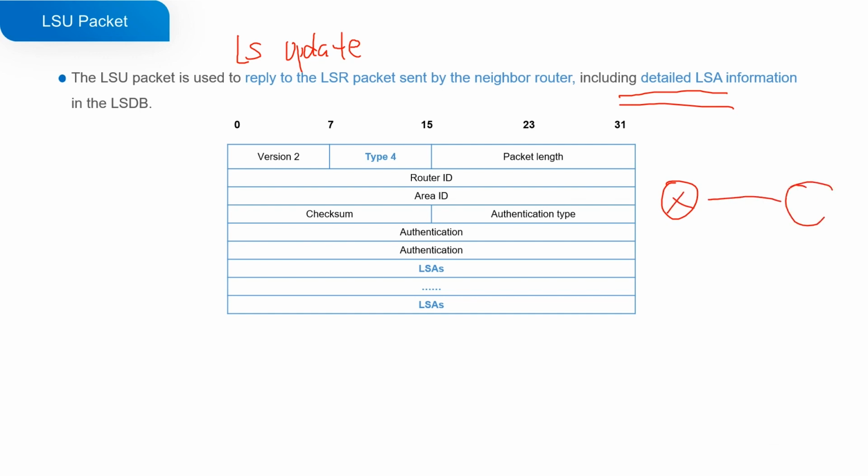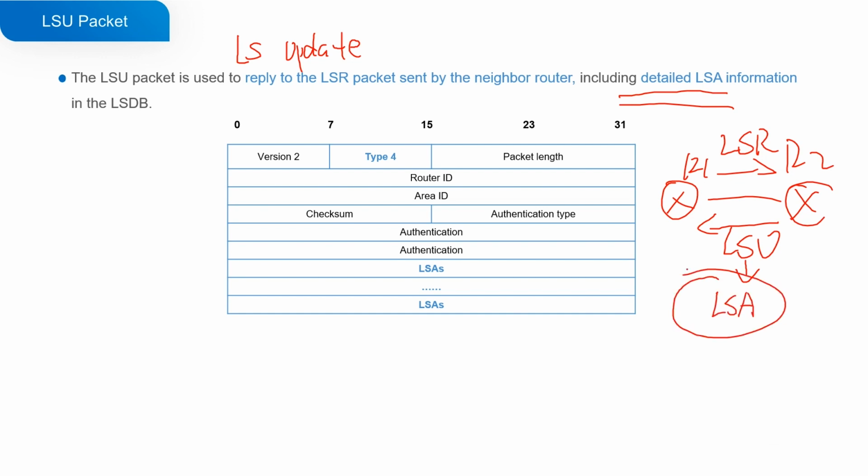So for the routers R1 and R2, R1 sends the LSR packet to R2, and R2 uses the LSU packet to answer R1, and the LSU packet includes the detailed LSA information. Okay, so this is the process for the LSU packet. And now let's see the format of the LSU packet.